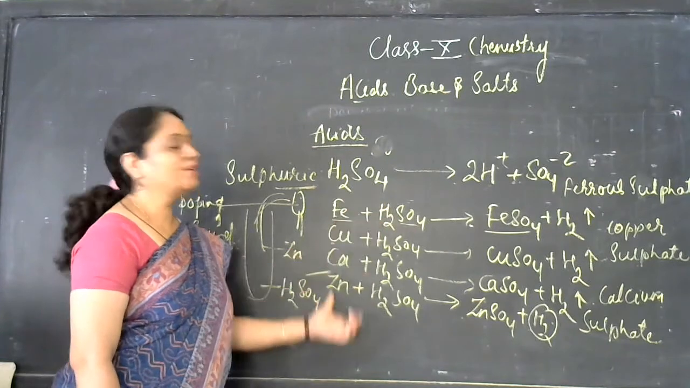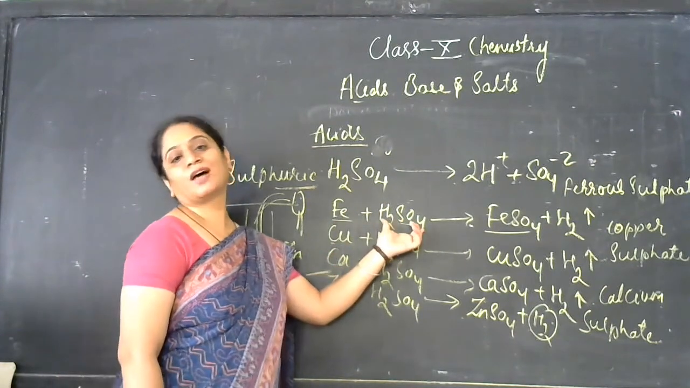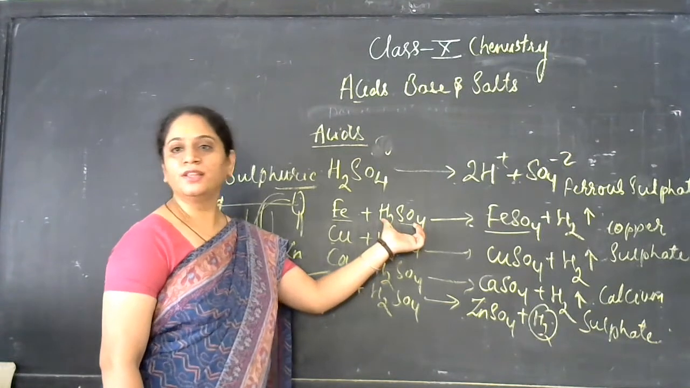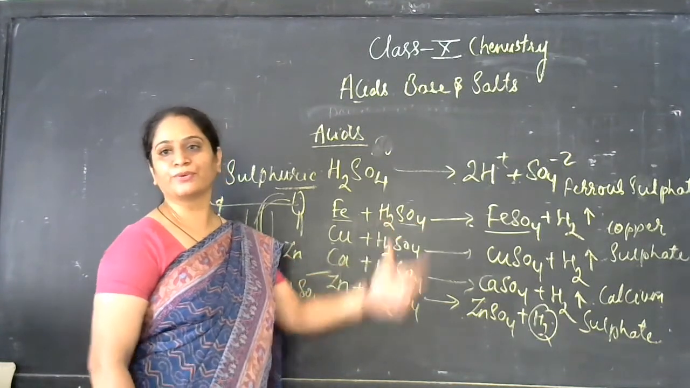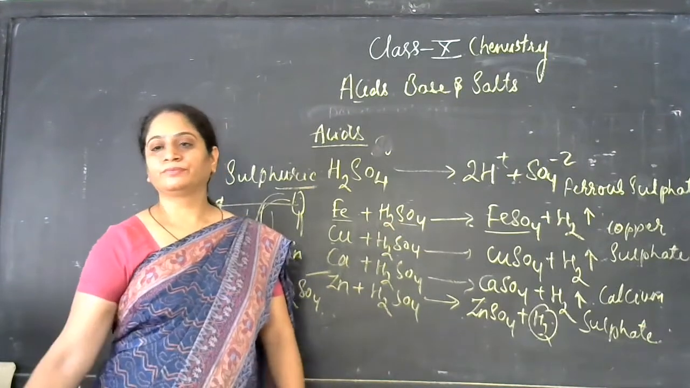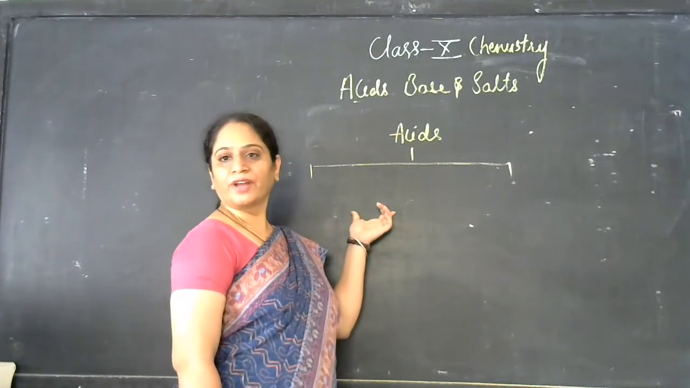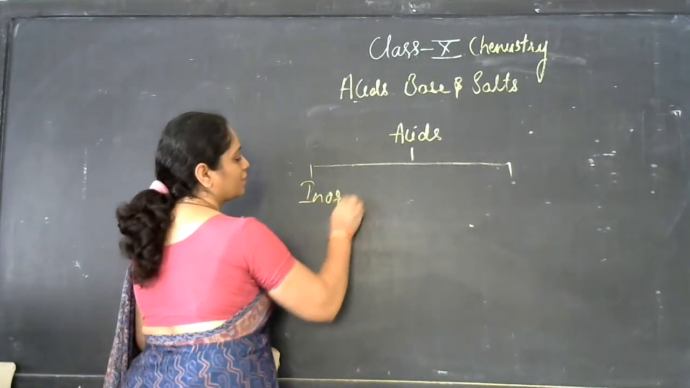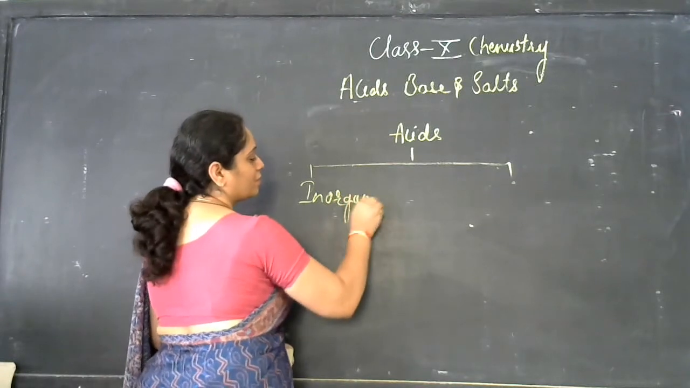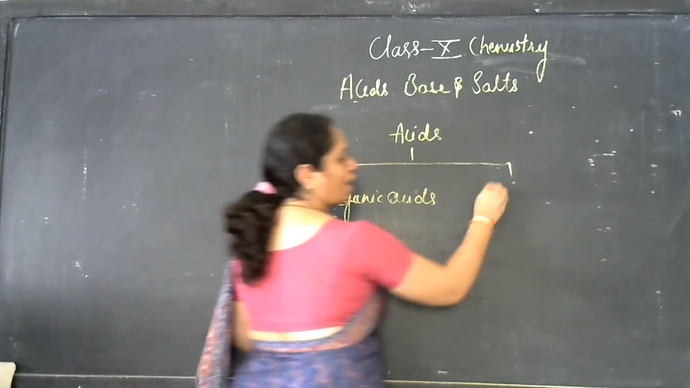And these are generally the strong acids. These acids are basically divided into different categories, that I will show you. Acids are basically divided into two different categories, that is inorganic acids and organic acids.